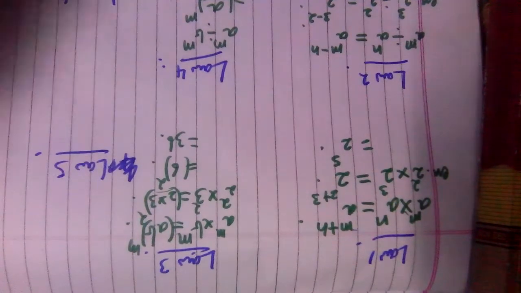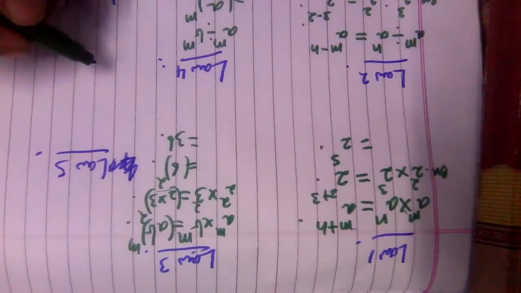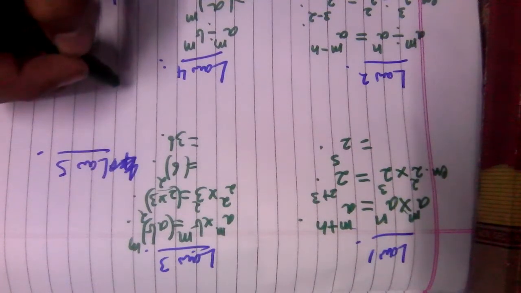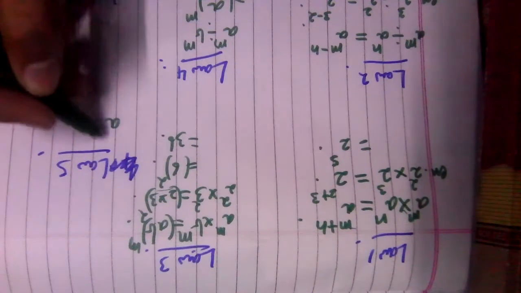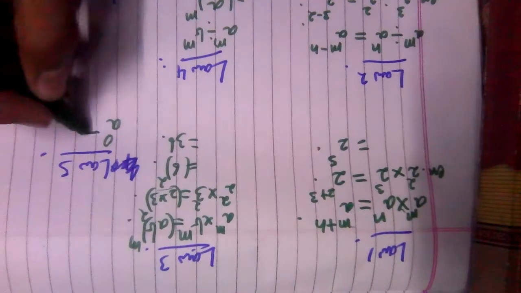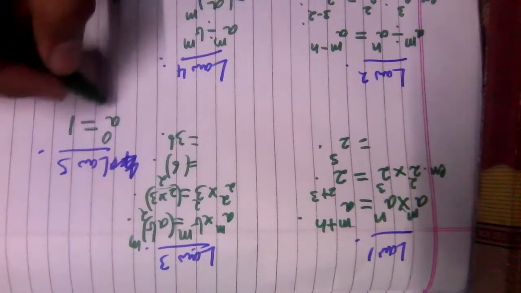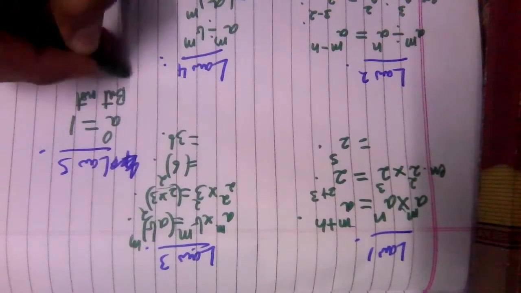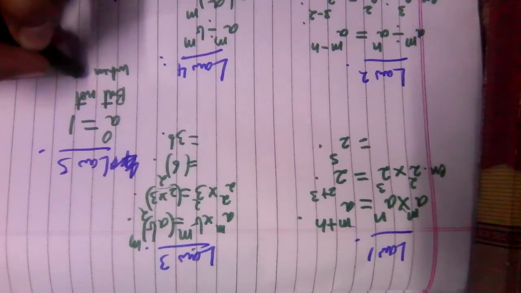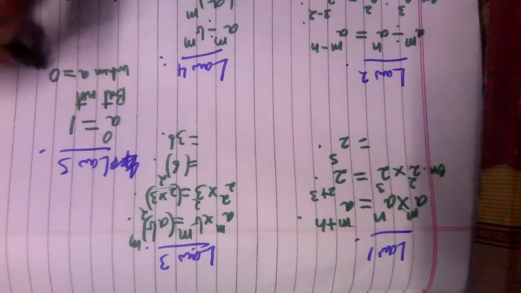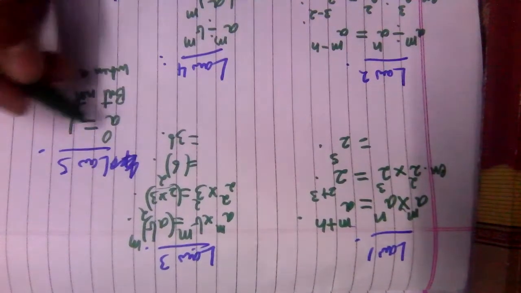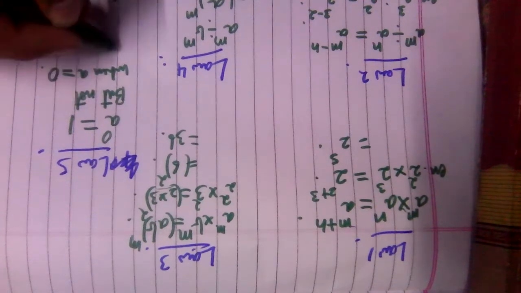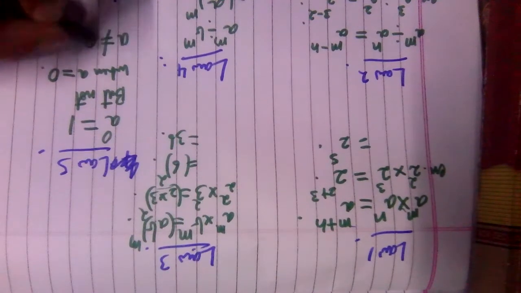And law 5 tells that a to the power of 0 will always be equal to 1, but not when a equals 0. That is a contradiction when a equals 0. So a does not equal 0.